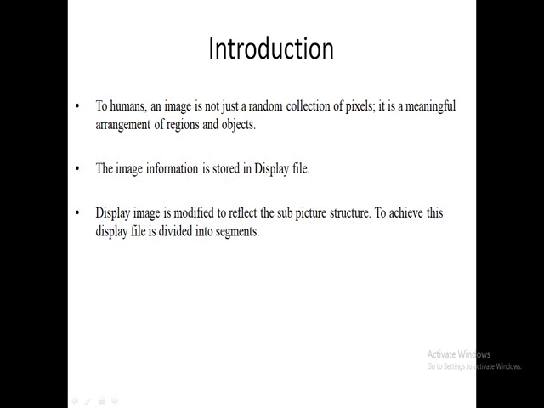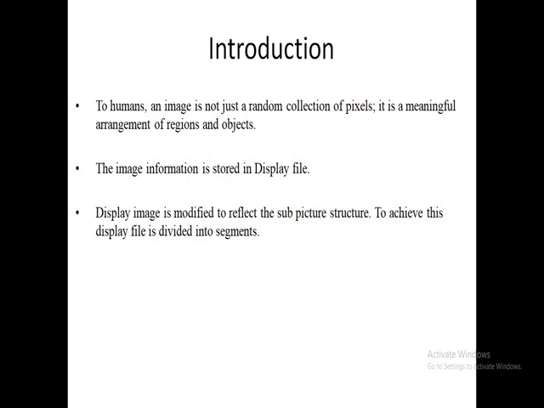Basically, our image is stored in something known as a display file, the concept of which we have seen in the first unit. To humans, an image is just a collection of pixels, which is an arrangement of objects and regions, or which is composed of many objects. So in order to display this sub-picture structure, like we want to show only the electrical diagram for a building, or in an animated display of a spaceship we want to only display the spaceship, these are individual sub-pictures or objects.